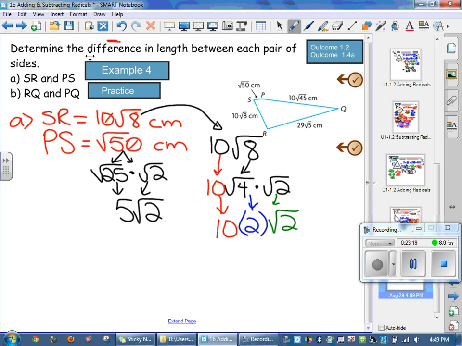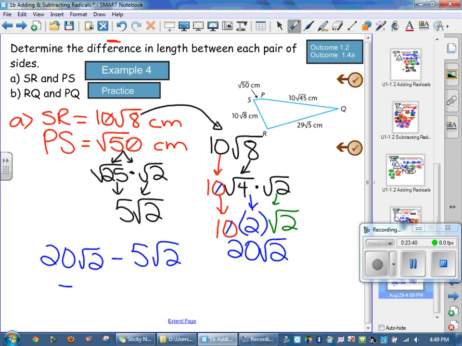Now I can add or subtract my radicals. Now how do I know who to subtract? Well, you're subtracting large, subtract small. So I'm taking 20 root 2, subtracting 5 root 2 to give me 15 root 2. So the difference between those two sides in length is 15 root 2. We're going to do the same thing with letter B. You try letter B on your own, press pause now, and press play when you're ready for the answers.